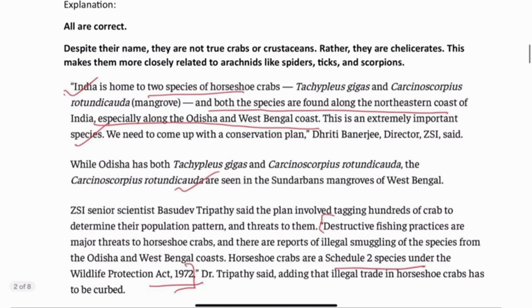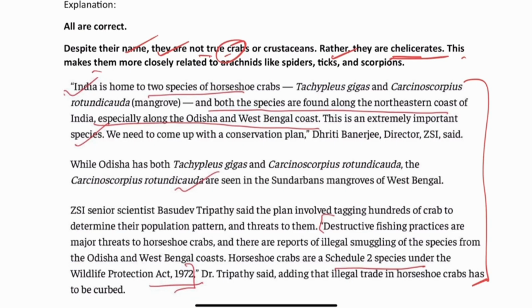Despite the name, they are not true crabs or crustaceans, rather they are chelicerates. This makes them more closely related to the arachnids like spiders, ticks and scorpions. So this is what the third statement was.